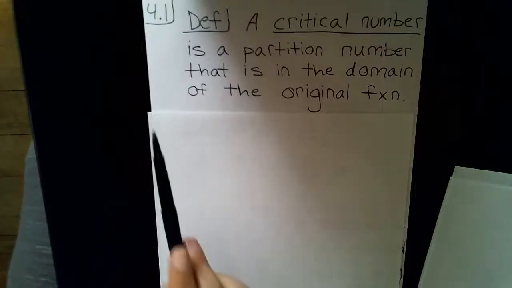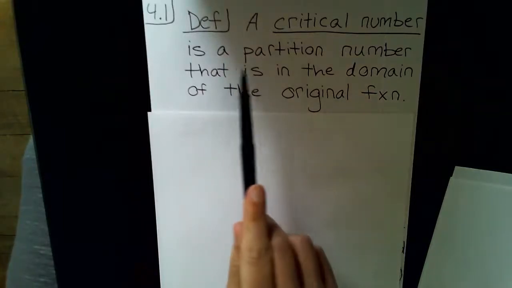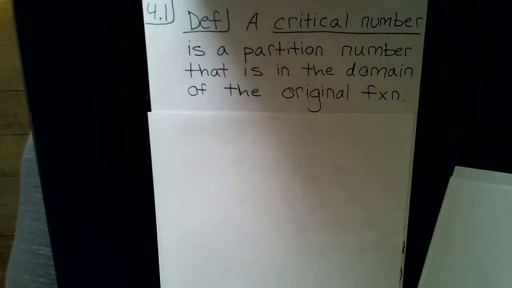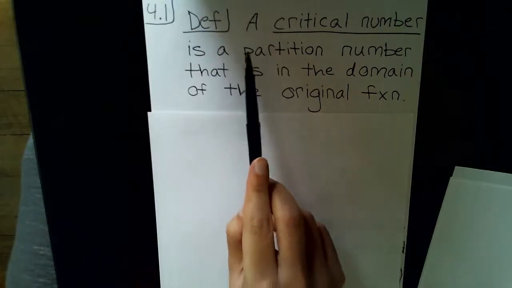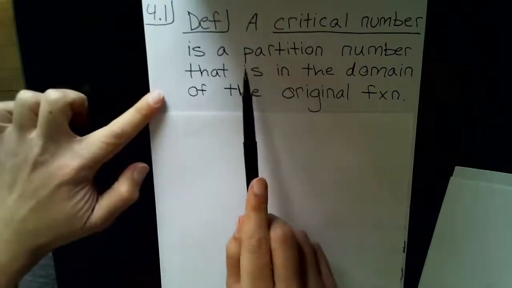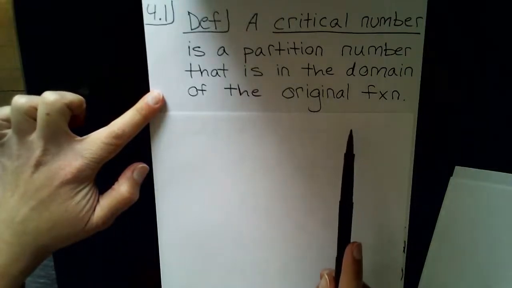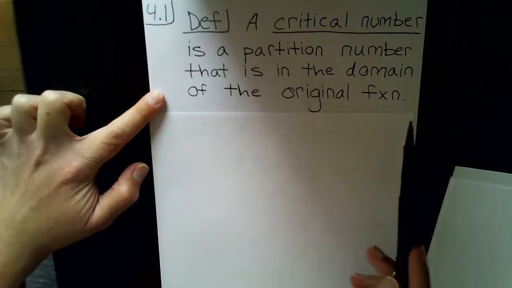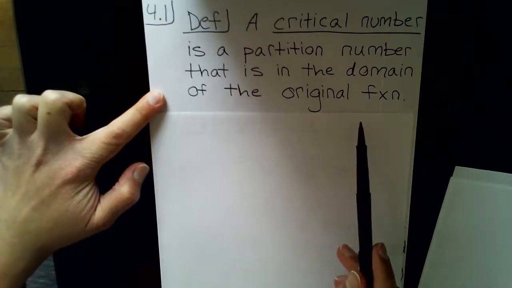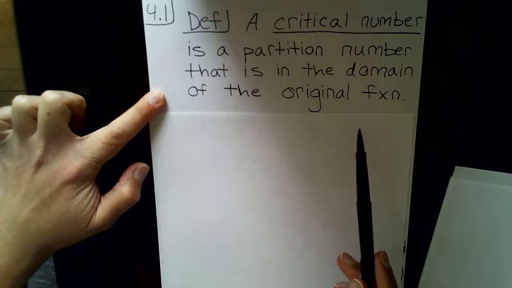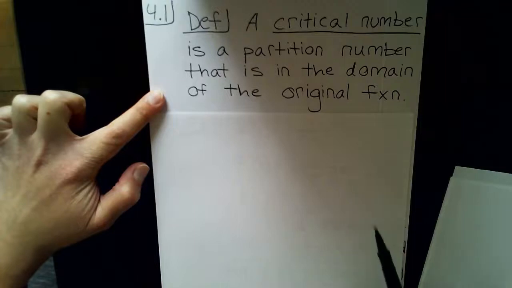Continuing with our section 4.1 lecture, the first thing we need to introduce after going over partition numbers and finding where a function is increasing and decreasing is the definition for a critical number. We say a critical number is a partition number that is in the domain of the original function. So that means when you find your list of all possible partition numbers, you then check each of those partition numbers to see if you can plug it into the original function and get an actual answer.